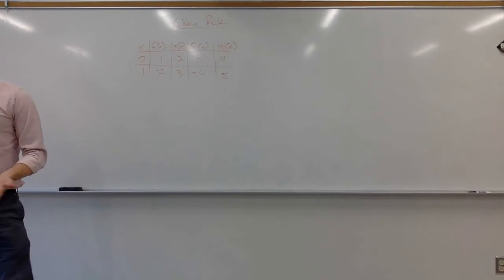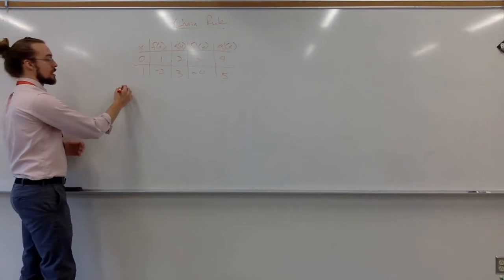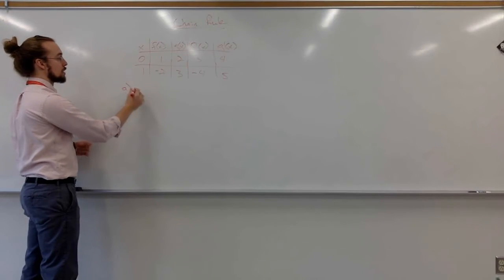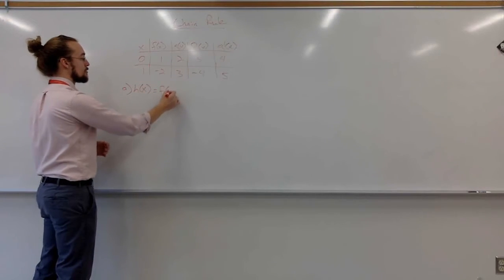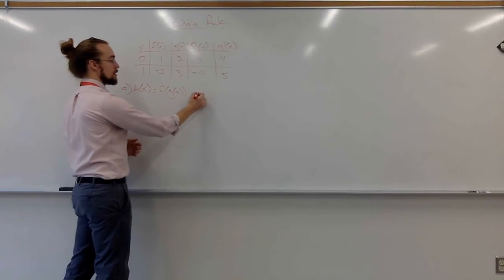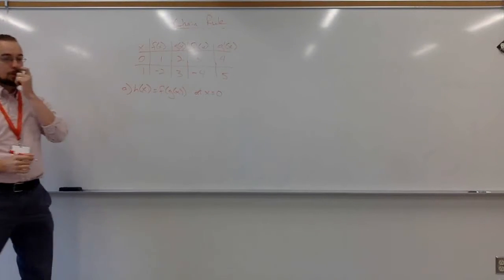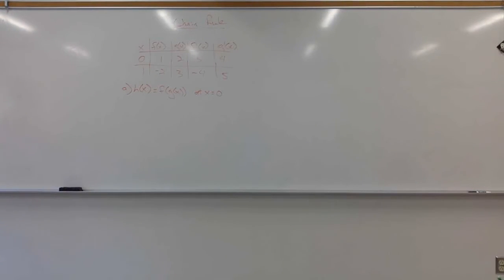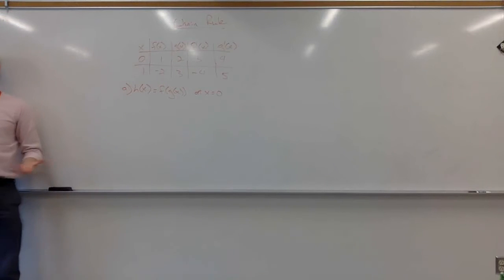Alright, so let's use chain rule to find certain derivatives from tables. So let's say we define a function to just be f of g of x, and I want its derivative at x equals 0. So here we need to use our notation to find the derivative, and then plug in values.